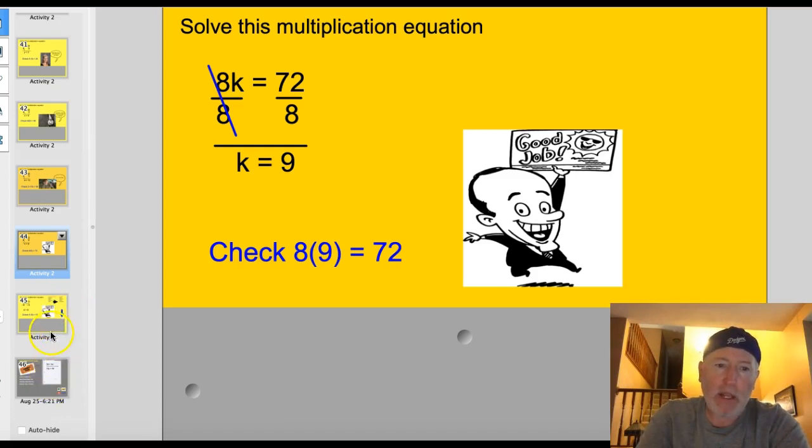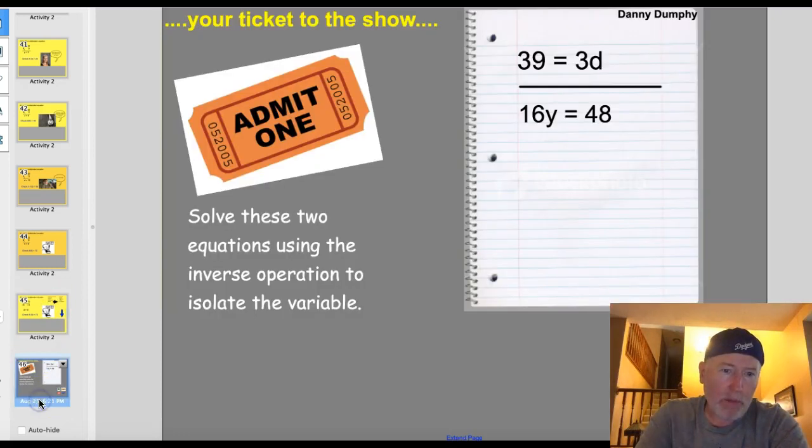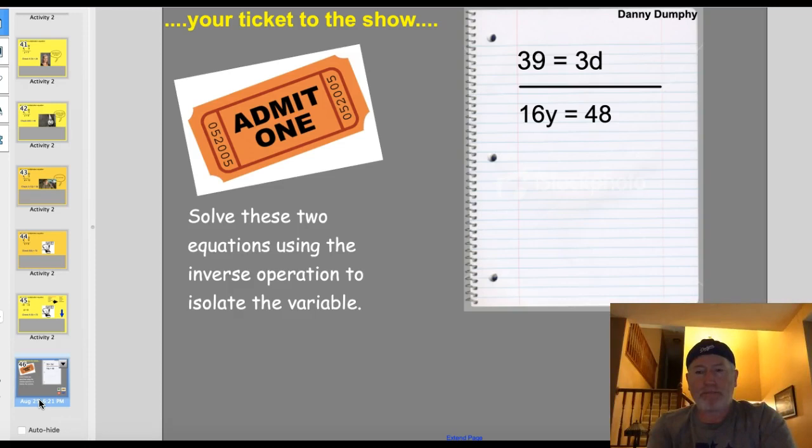Alrighty. I think we are just ready for the ticket to the show. Here we go. 2 problems today. Just copy those down, and it'll give you the answer to the trivia question.